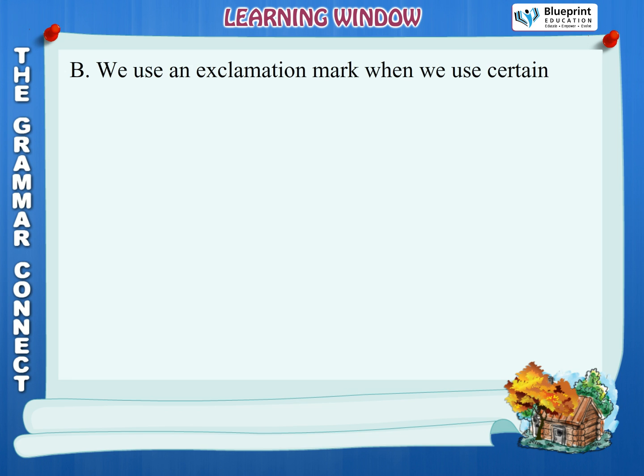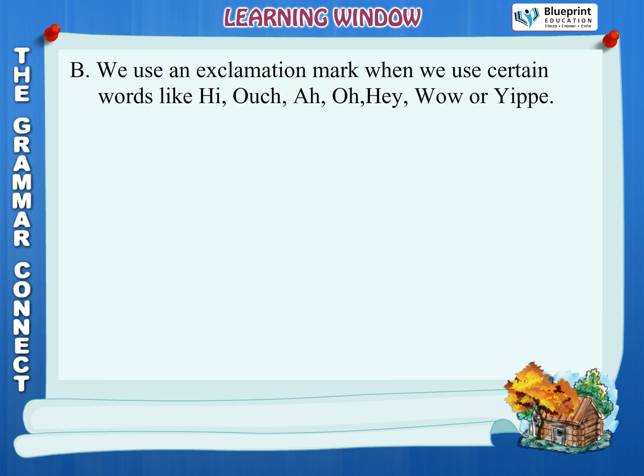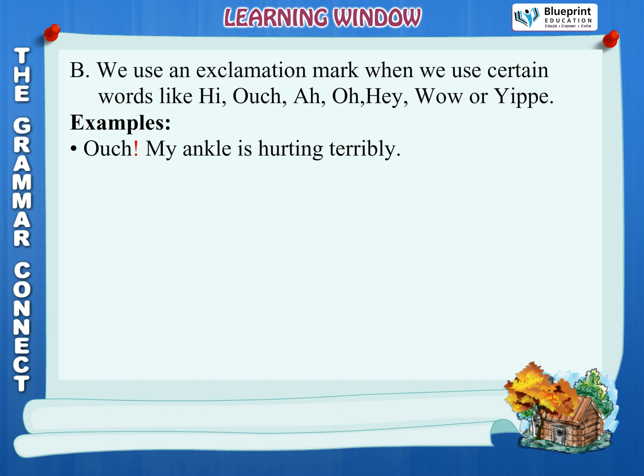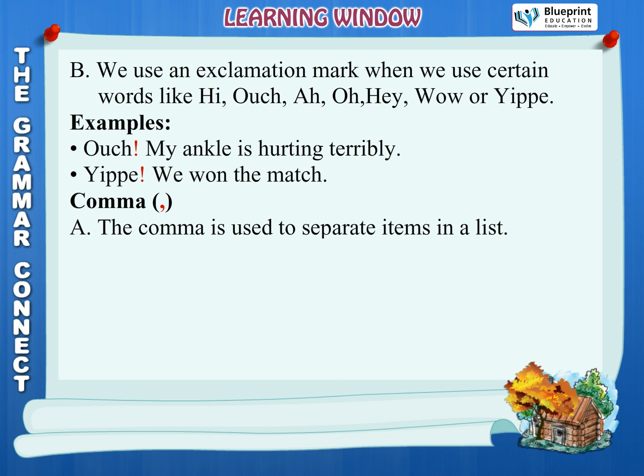B. We use an exclamation mark when we use certain words like hi, ouch, ah, oh, hey, wow, or yippee. Examples: Ouch, my ankle is hurting terribly! Yippee, we won the match! Comma. A. The comma is used to separate items in a list.